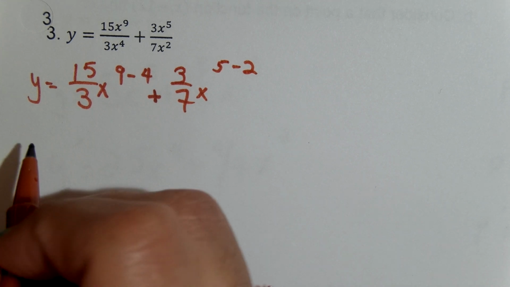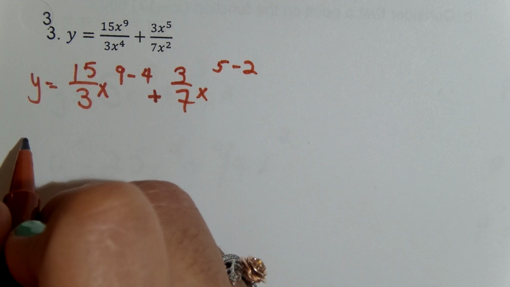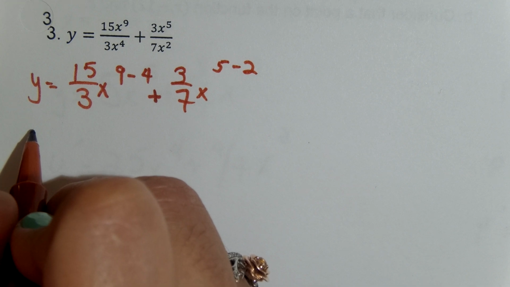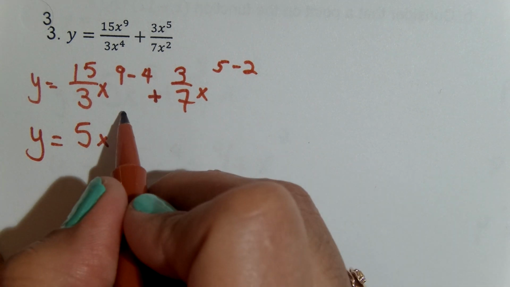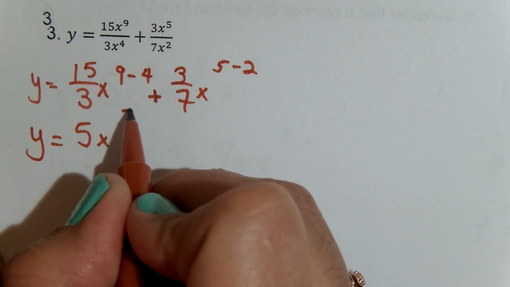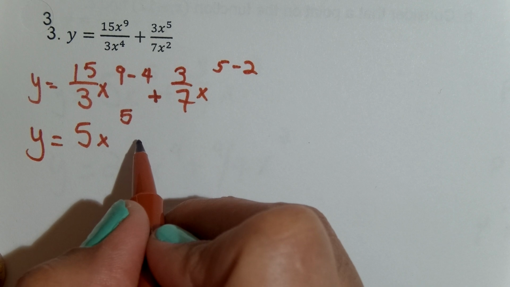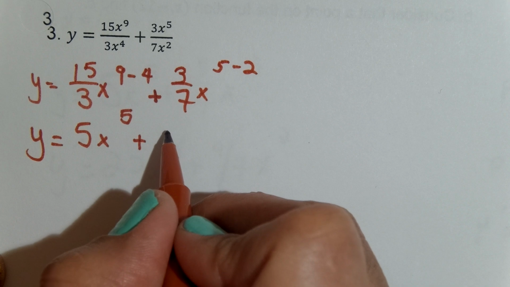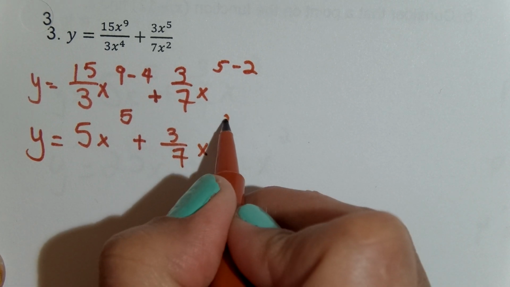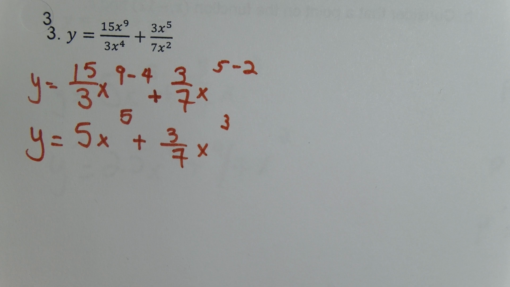And then I divide 15 over 3 and I get 5x to the power of 5, and then plus 3 over 7x to the power of 3. All right, let me stop there. Are there any questions so far? We fixed something because I put 9 minus 2 instead of 9 minus 4. Let me know when you're ready.